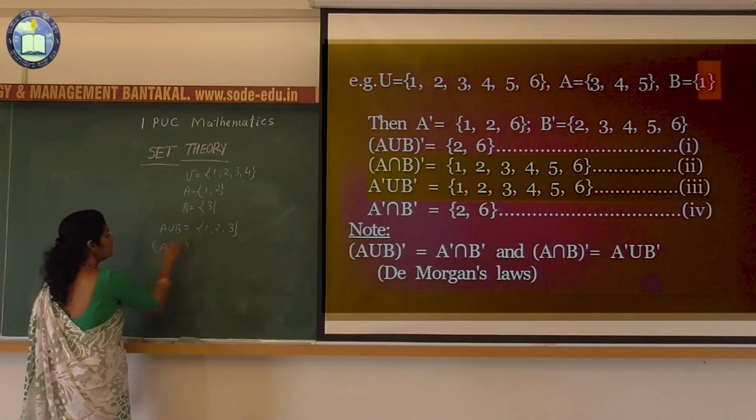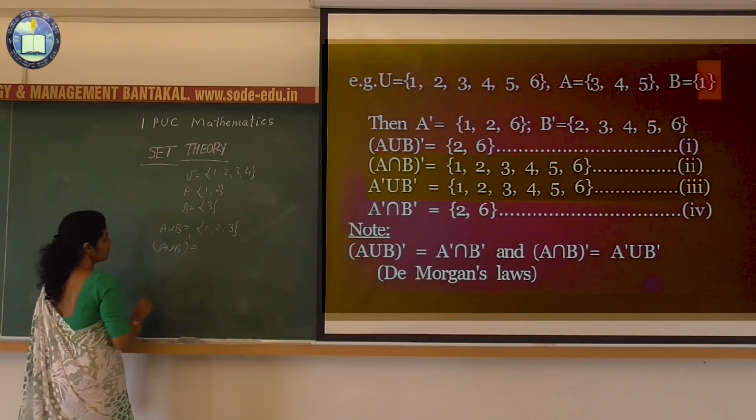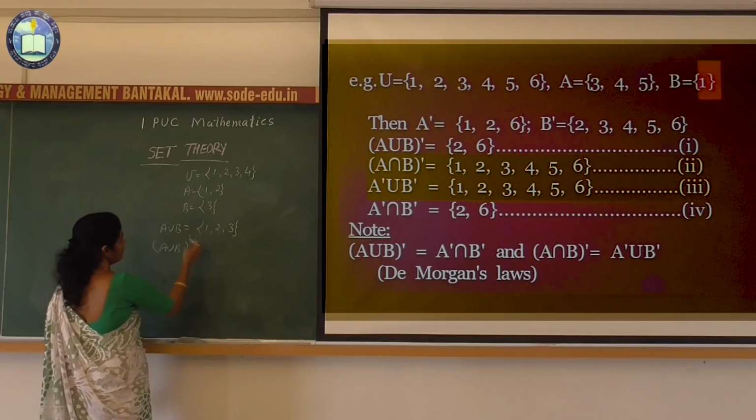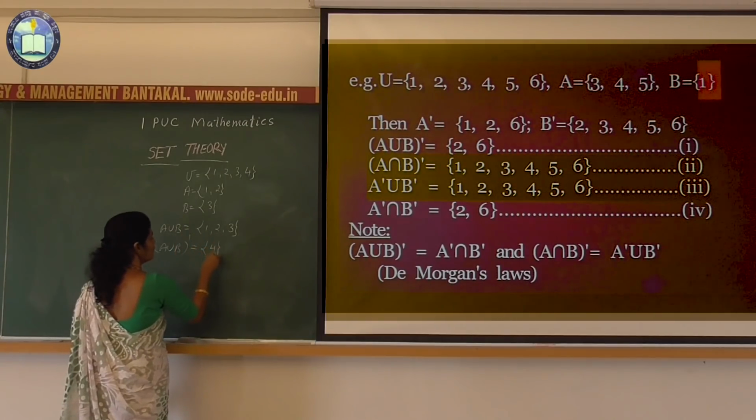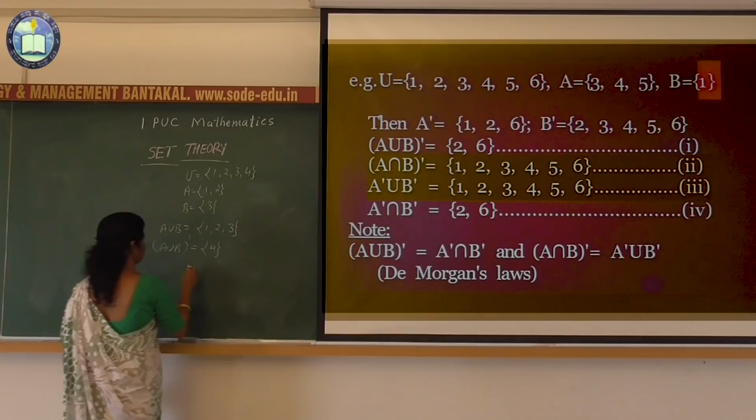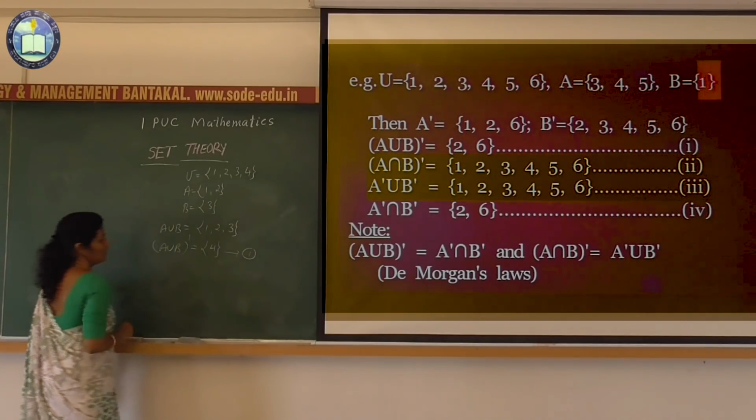Form (A union B) complement. Leave 1, 2, 3 from the universal set. So what is the remaining entry? That is 4. Number this as equation 1.